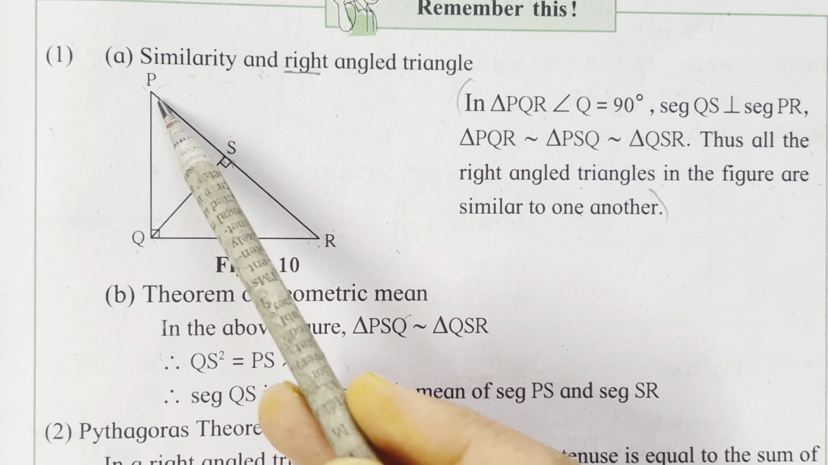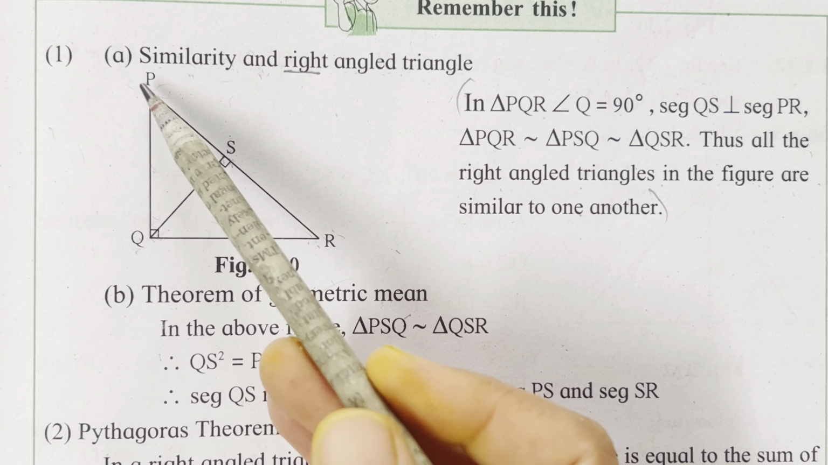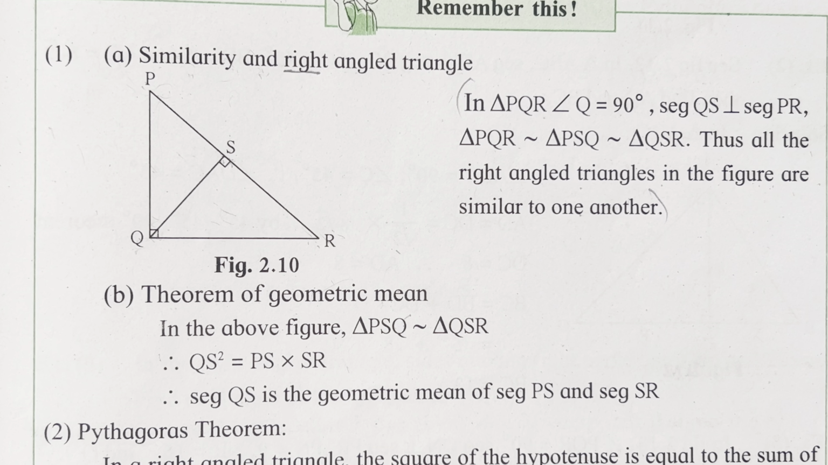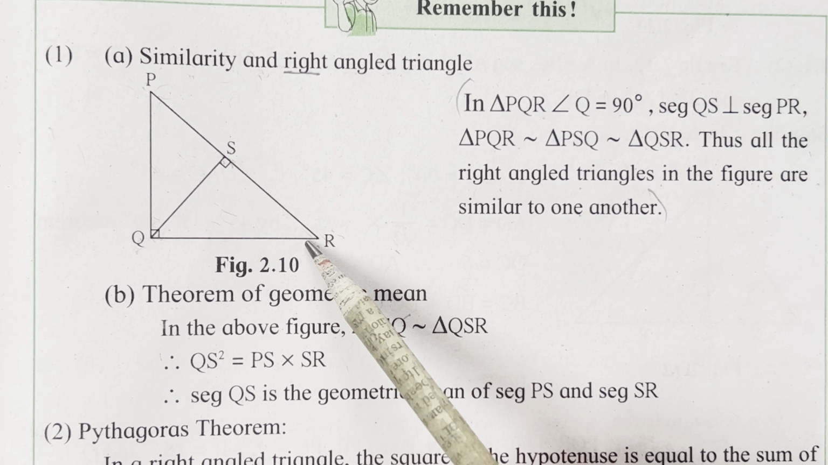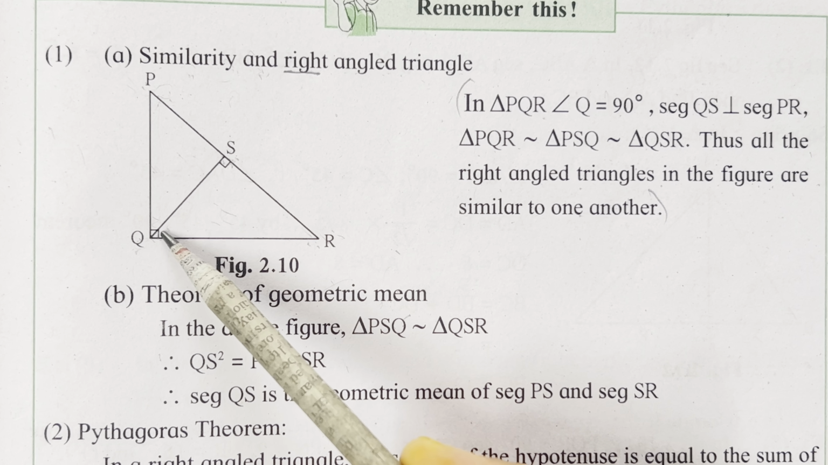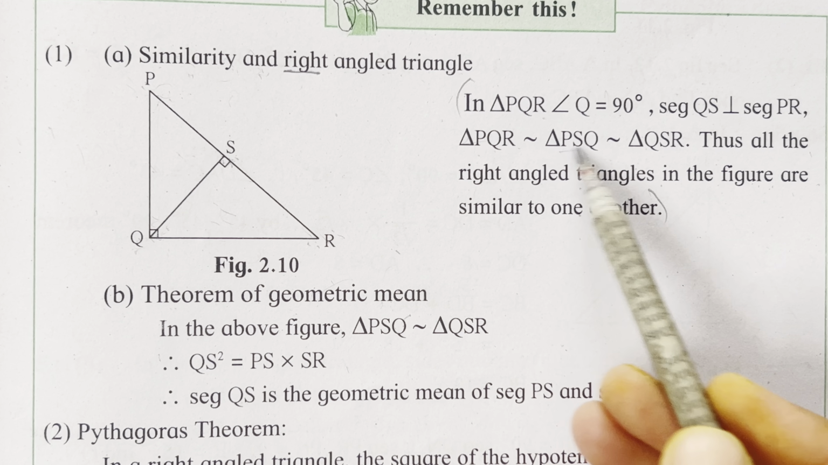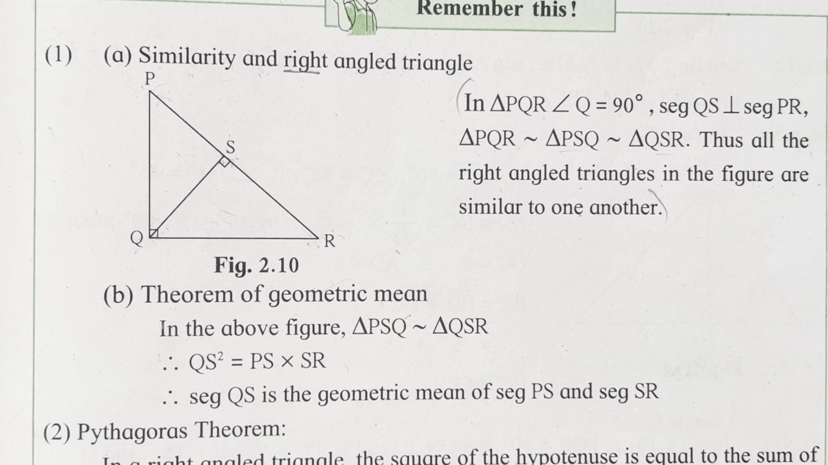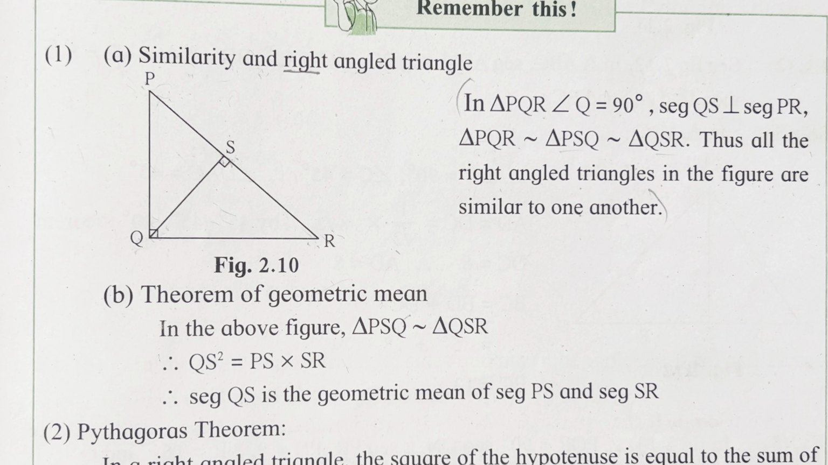Therefore, all three triangles, as I said, two triangles have been given along with the main big triangle. Okay, so a big triangle is divided into two parts. The bigger one is similar to the smaller one, and then the two are similar to the third one. Okay, so all three triangles are similar to each other. That is known as the similarity in right angle triangle theorem.